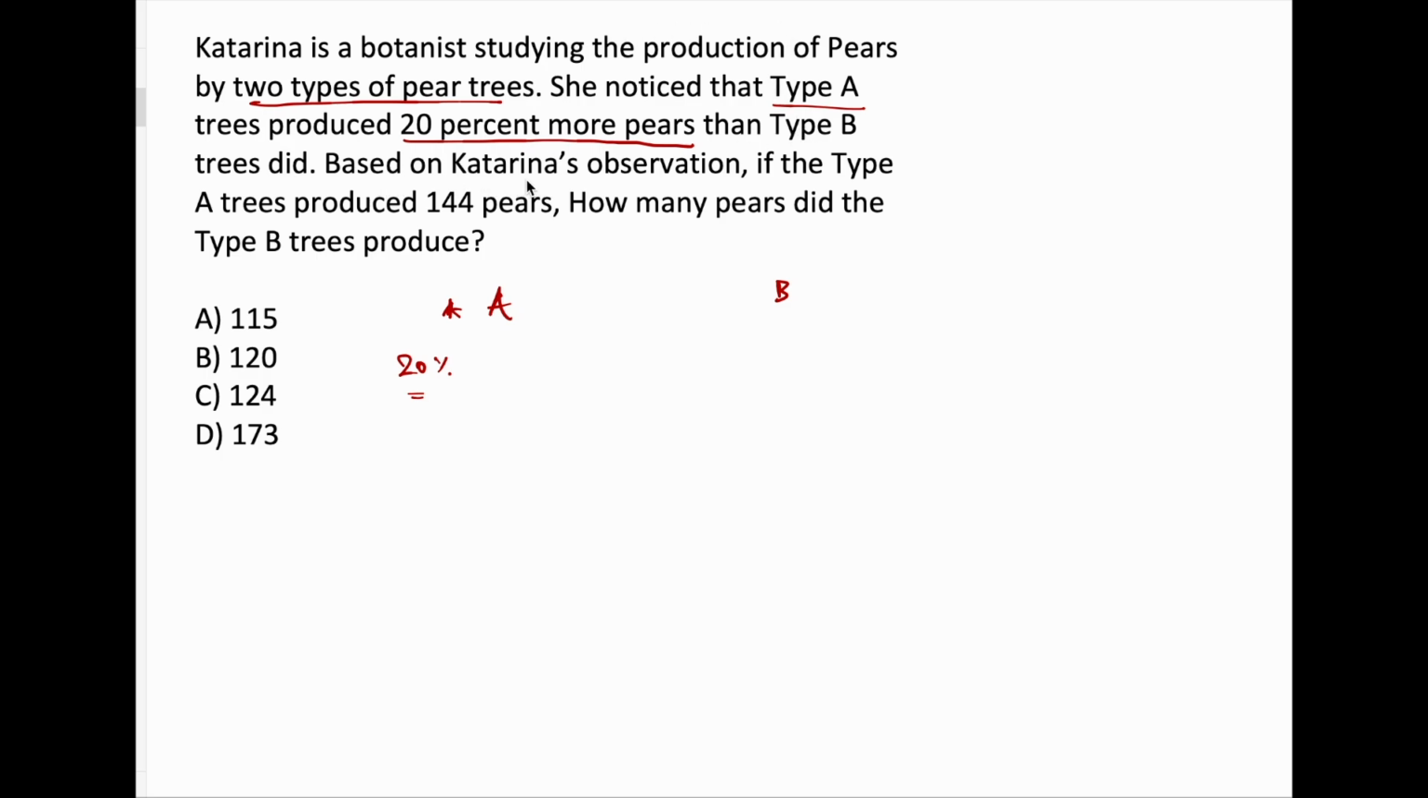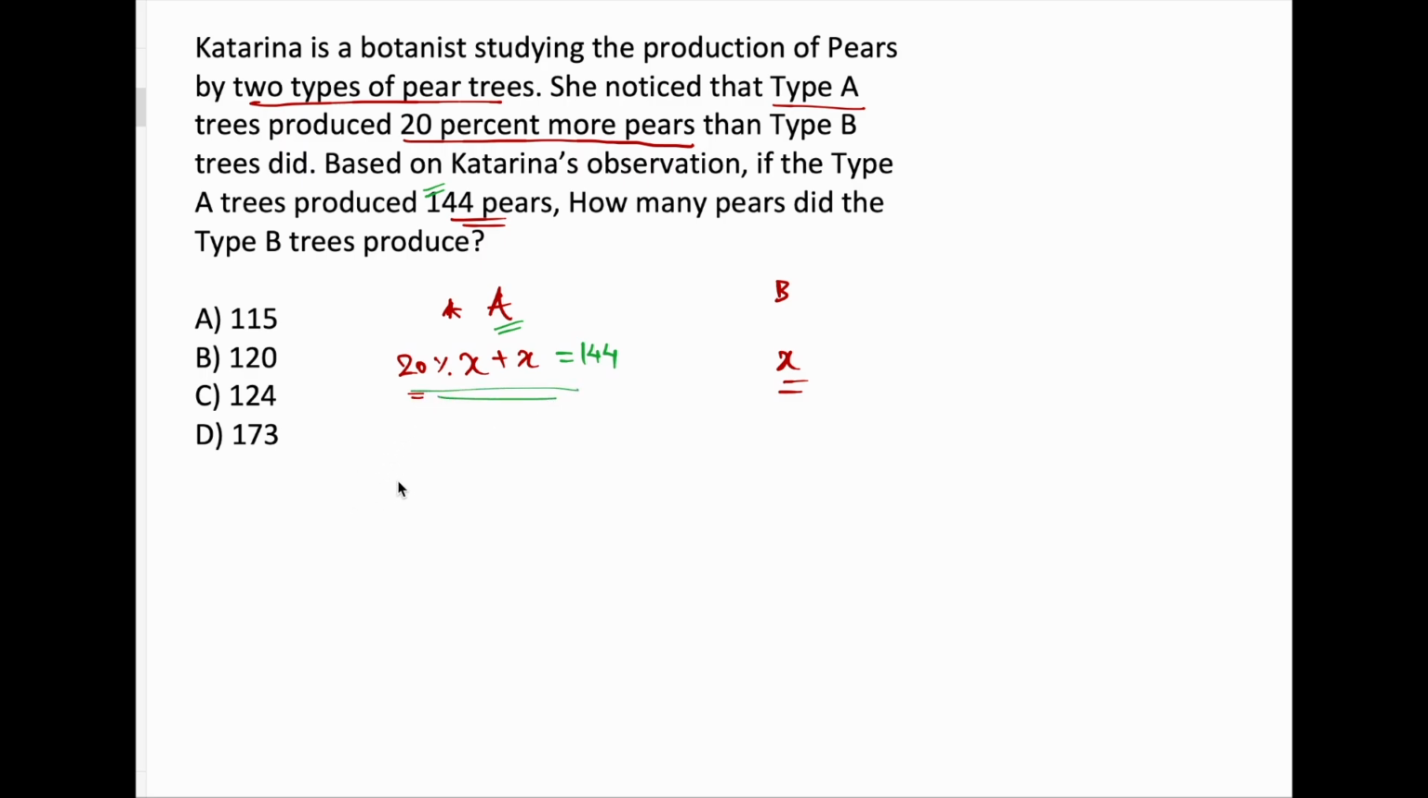Based on Katrina's observation, if type A produced 144 pears, let us assume that X is the number produced by type B. Then 20% more of this value is equal to 20% of X plus X. We are given the value of A in this case, which is 144. So this equals 144.